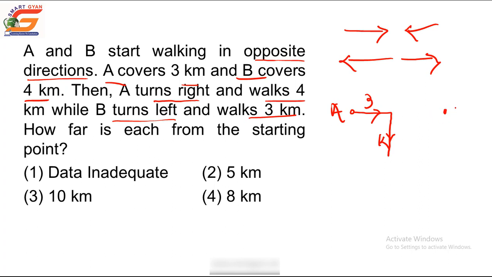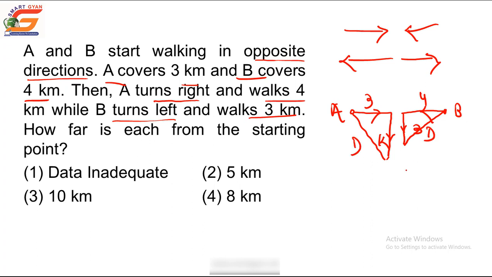Likewise, the path of B will be like this. B covers 4 km from the starting point. Suppose B started here, moved in the opposite direction, and covered 4 km. And then B turns left, also coming down the same way, but B covers 3 km. Then the question is how far is each from the starting point. So starting point means from this to this. What is the distance? And from this to this. In both cases, this is a diagonal.